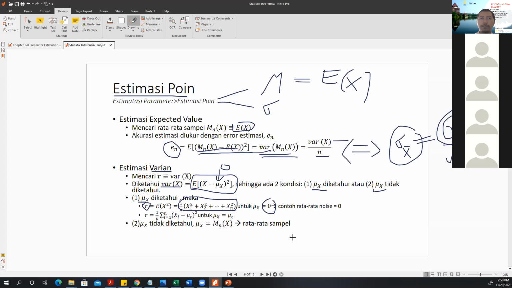Otherwise, when the population mean is not known, we can simply say that the population mean equals the sample average, when we have a large number of samples, or when the sample size is really large.